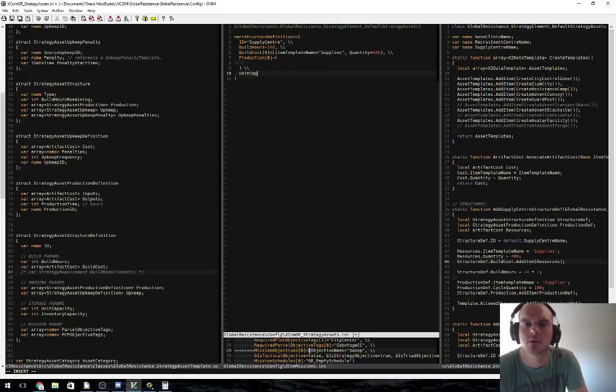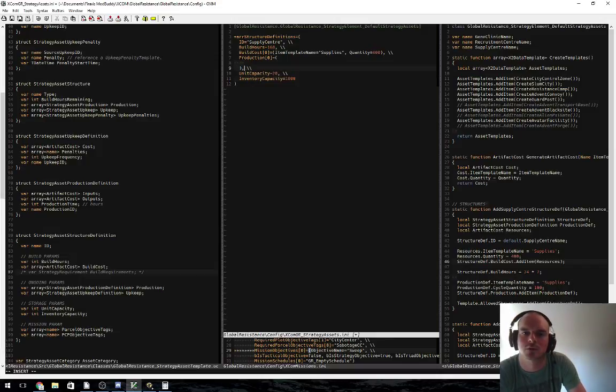Unit capacity for this structure. Let's just say that it can carry 20 people in it. And we'll have an inventory capacity of 1,000. We'll just leave the parcel objective tag and the PCP objective tags just for now.